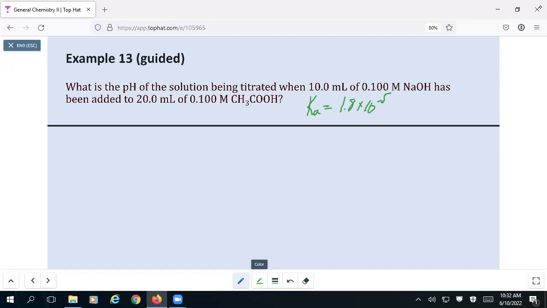So since the titration is in progress, the first thing that we're going to want to do is create one of those mini ice tables. We're dealing with hydroxide ion reacting with acetic acid. And it's going to make acetate ion and water.